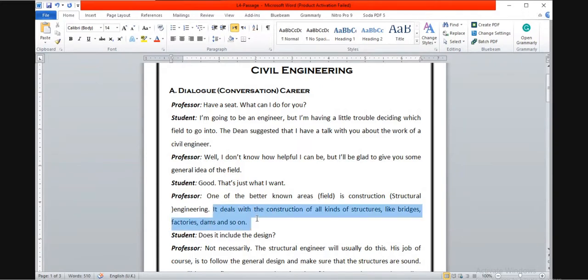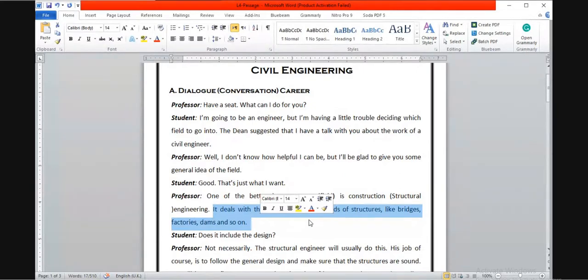Now, what does structural engineering deal with? Deal يعني تتعامل. It deals with the construction, يعني ال building أو الإنشاء of all kinds of structures. كلمة structures يعني منشآت like bridges. We don't say bridge, we say bridges. Have a correct pronunciation. Bridges, factories, or dams, and so on. إذن عندنا البريدجز الجسور, factories المصانع, الدامز السدود, and so on.